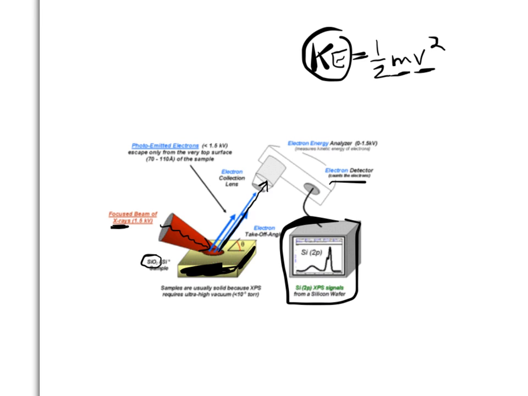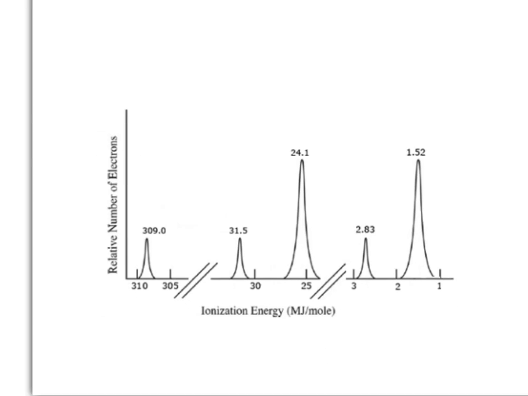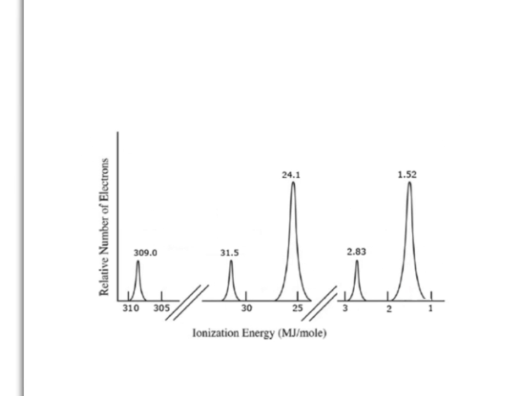So if we do this for various atoms, we can do it for not just one electron, but for all the electrons that are in the atom. And we can get a spectrum that shows the relative intensities, basically the number of each electrons being ejected, and the amount of energy, the ionization energy, needed to eject each one of those electrons. So if we do that, we get a spectrum that looks something like this.